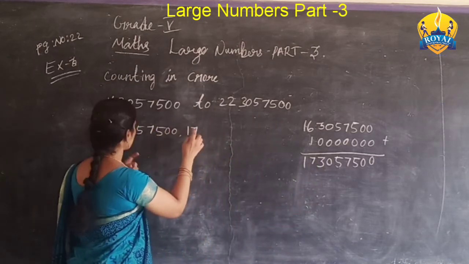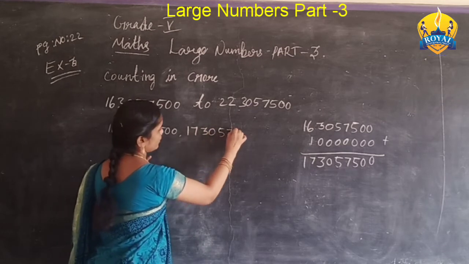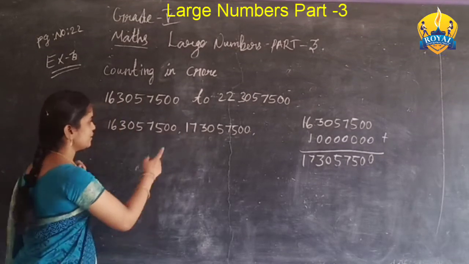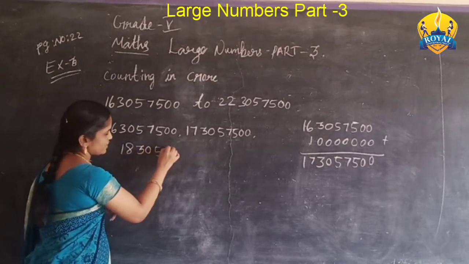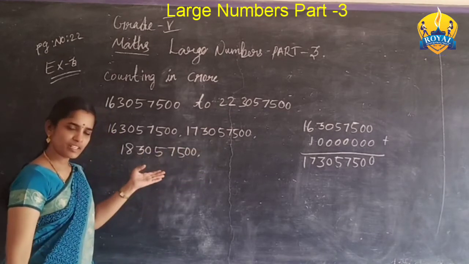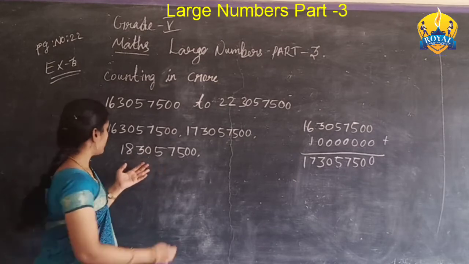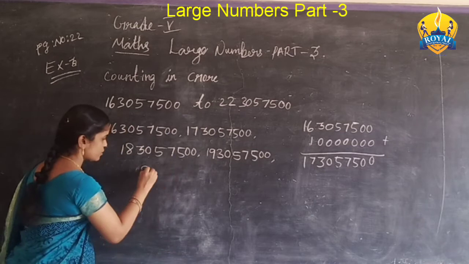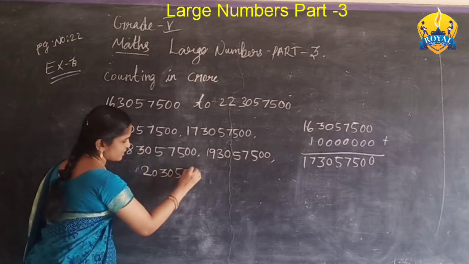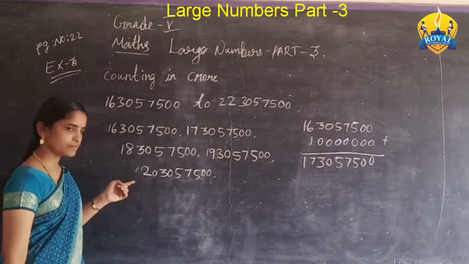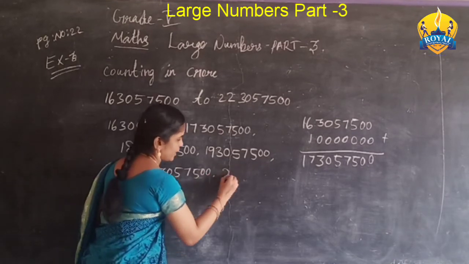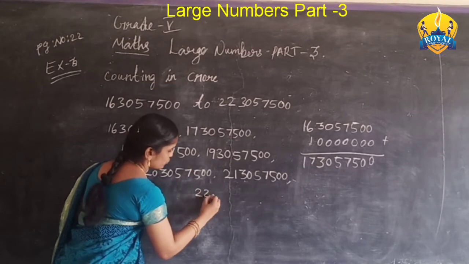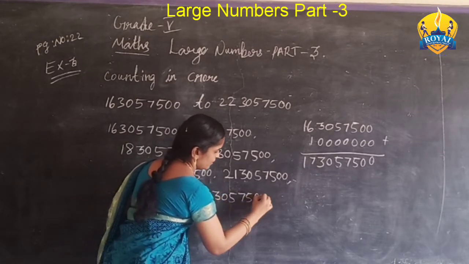So the next one is 17 crore 30 lakh 57,500. Can you guess the next one? Very good, 18 crore 30 lakh 57,500. The next one is 19 crore 30 lakh 57,500. And the next one is 20 crore 30 lakh 57,500. The next one, 21 crore 30 lakh 57,500. And the next one, 22 crore 30 lakh 57,500. We get the answer.